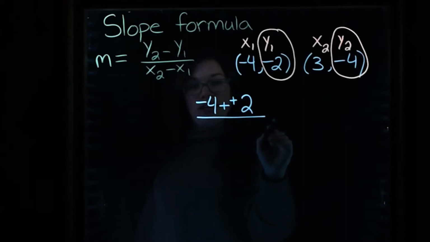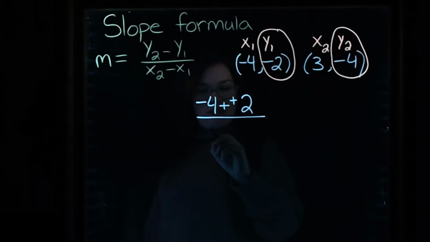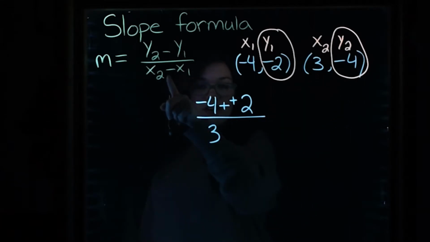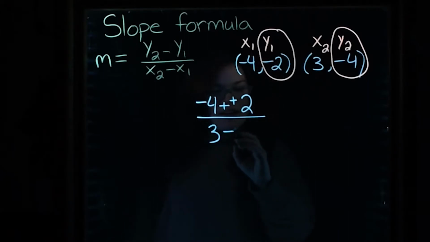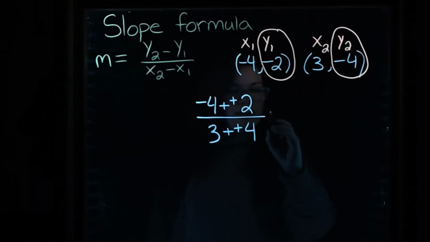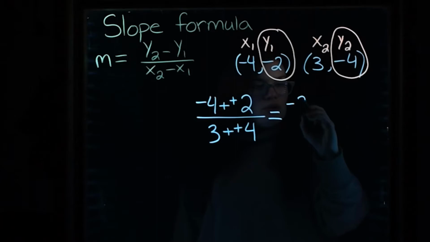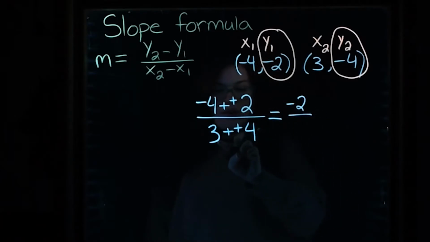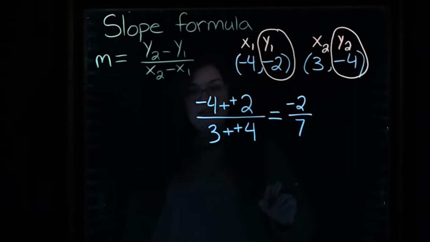Then I add my fraction bar, my division symbol, and I find my x2, which is 3. Cannot forget that minus. And then x1, which is negative 4. Again, subtracting a negative, they cancel out, and it's adding. So I go ahead, negative 4 plus 2 is negative 2. 3 plus 4 is 7, and this would be my slope.